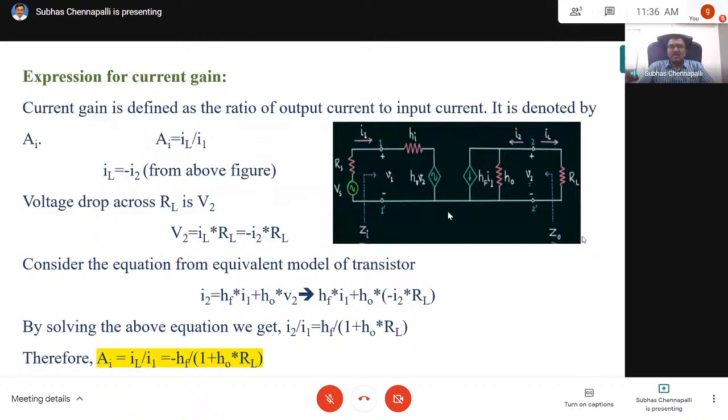This is the previous one. Only I introduce here. Then I1 is input current. Then I2 is current flowing through. So IL is in opposite direction. What you want is output current by input current, IL by I1, that becomes current amplification. IL is minus I2. I2 flows this side, IL flows this side. But magnitude, both are same.